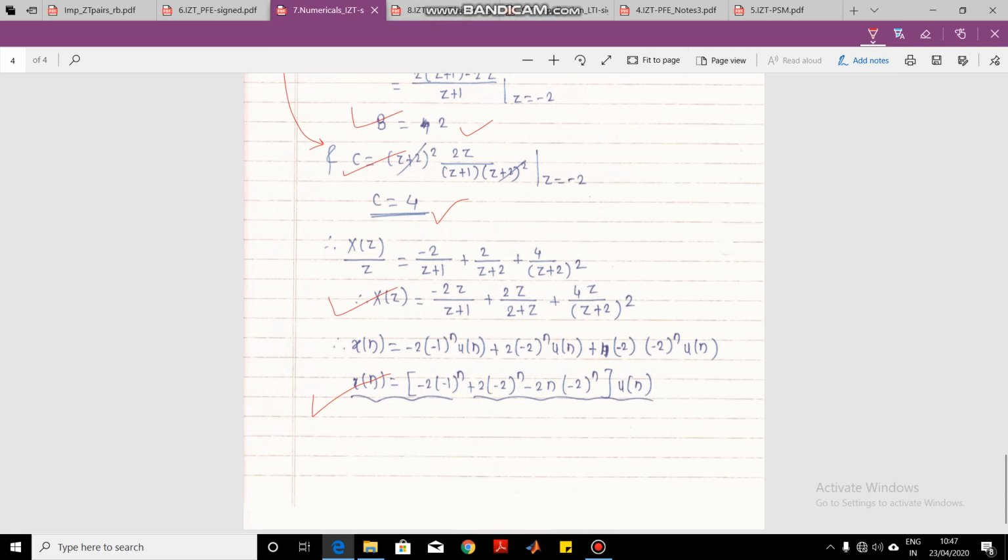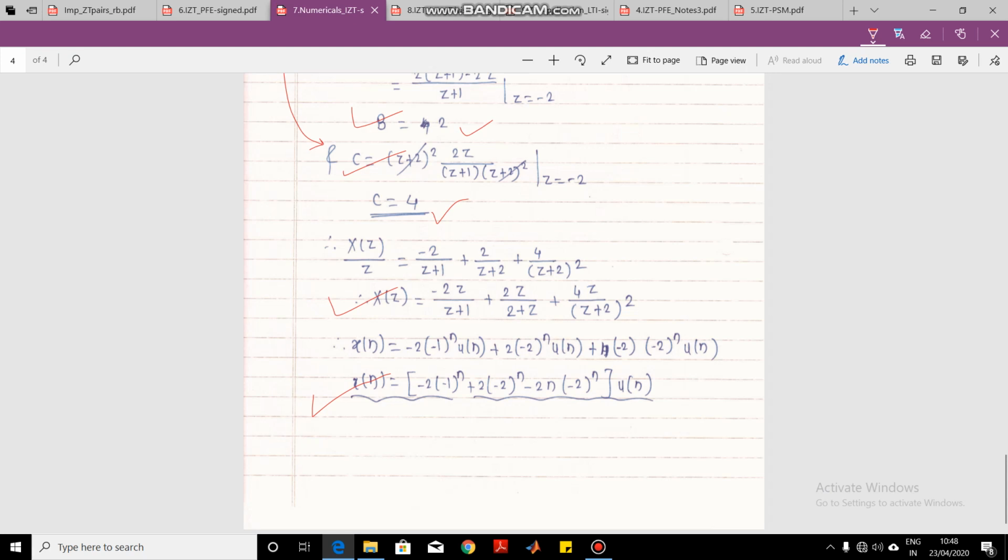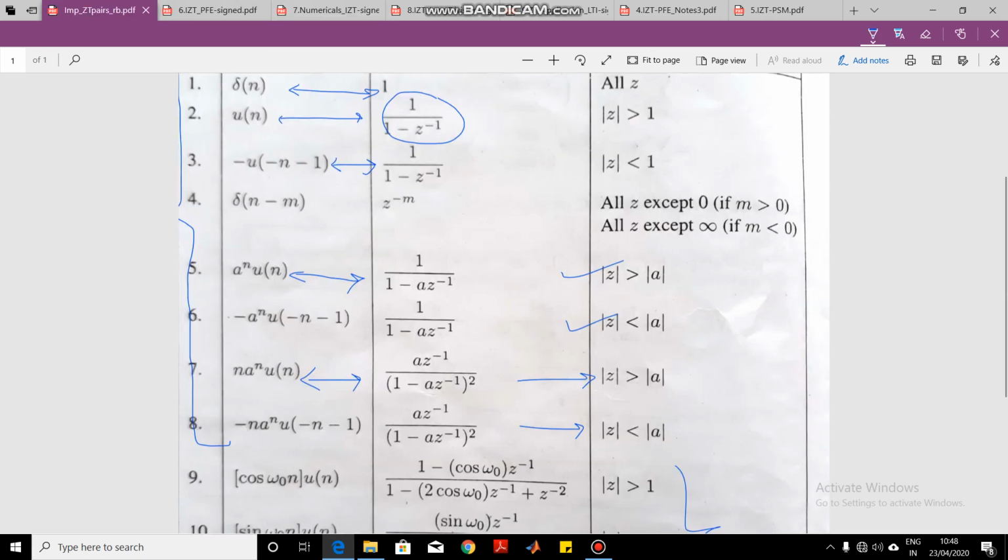In the previous numerical we had seen that we have got this type of expression Z upon Z plus 1, but our standard pair is Z upon Z minus 1. So in order to convert that Z upon Z plus 1 into Z upon Z minus 1, we have to take a minus sign here. And since we are having here Z upon Z plus 2, we can fit this into the formula Z upon Z minus A.